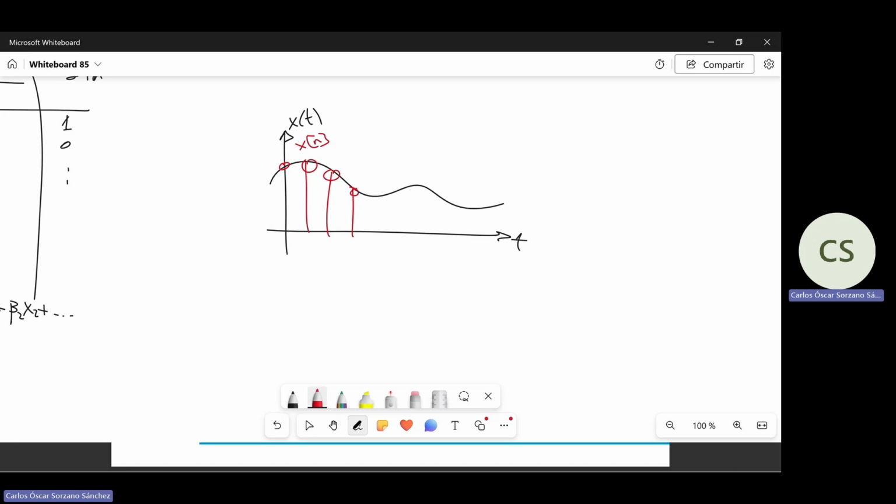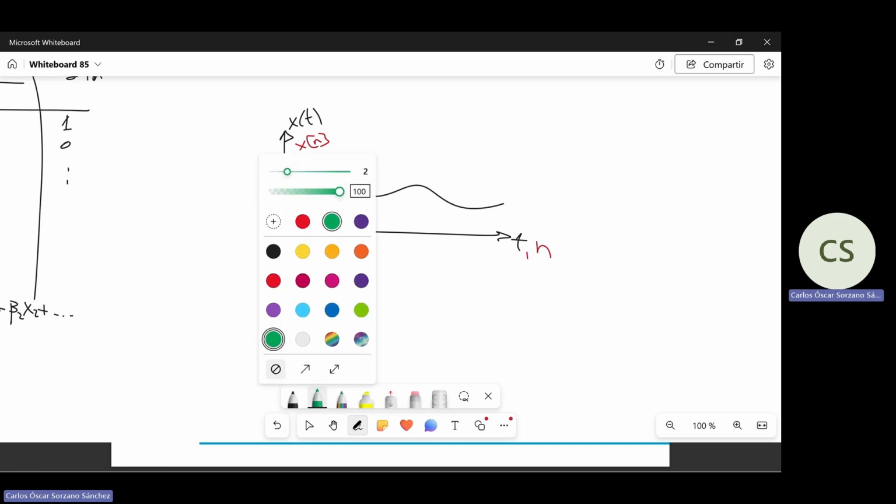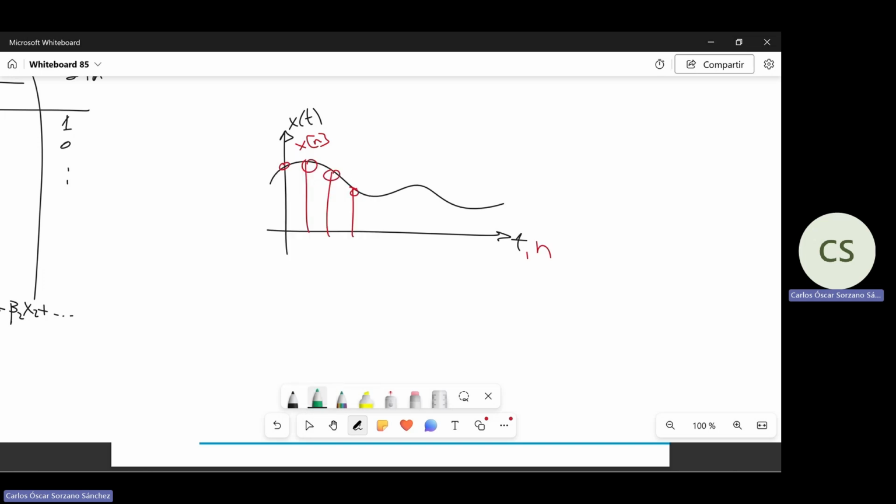This you know. And what if instead of taking regular samples, we take samples completely at random? So this one here, this one here, this one here, completely at random. From the random samples, can I recover x of t? That is compressed sensing.